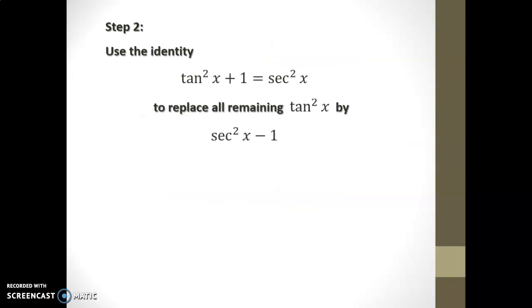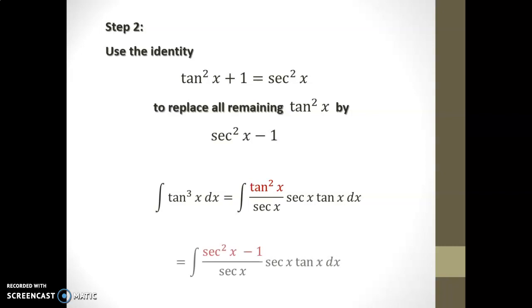Step 2, use the identity tan square x plus 1 equals secant square x to replace all the remaining tan square x's by secant square x minus 1. In our integral, tan square x remains at the numerator within our integrand and can therefore be replaced.